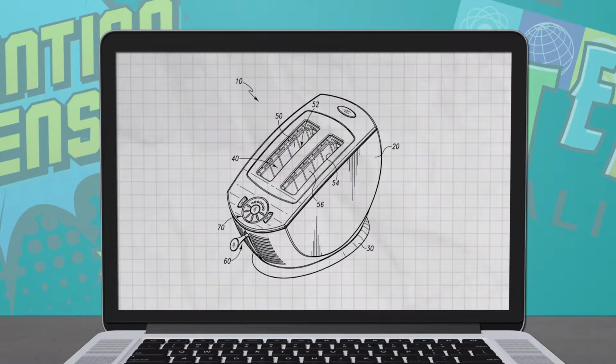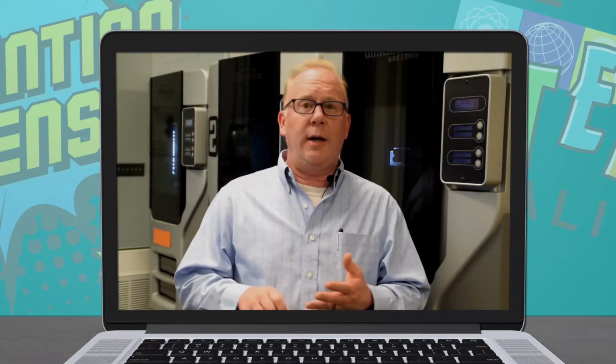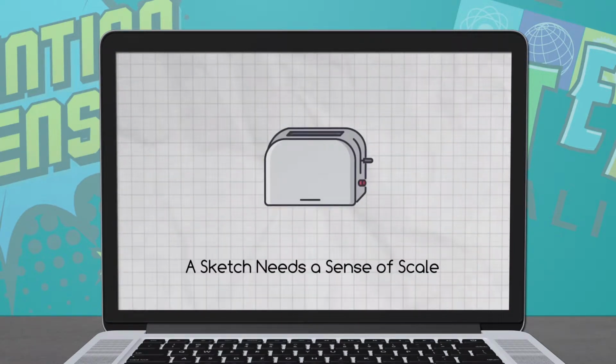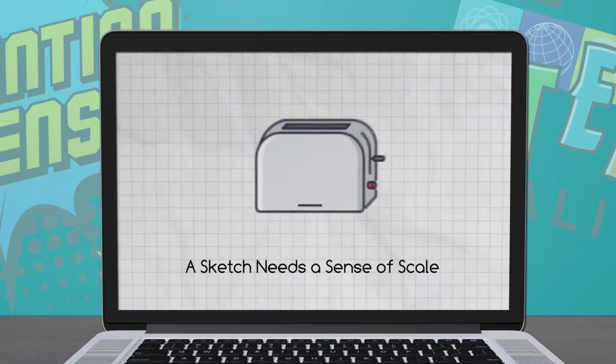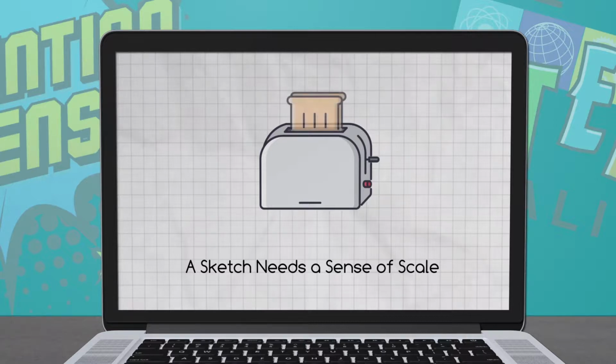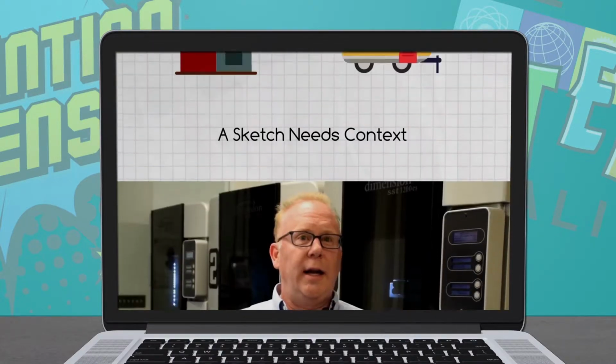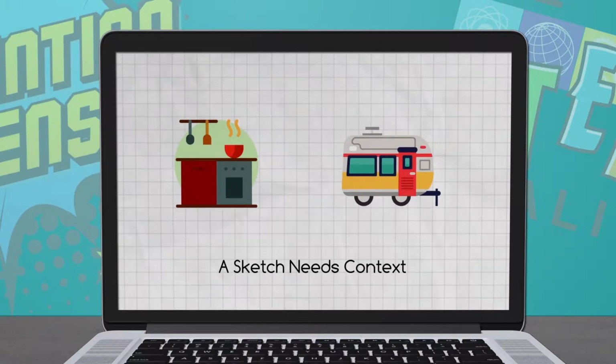Pieces of a good quality sketch include information that the designer can use to communicate their ideas to others, whether that be a manager or a client or a manufacturer. Those things include a sense of scale. In other words, am I designing a toaster that's this big or a toaster that's that big? Putting a piece of toast or a glass of orange juice into the sketch helps establish a sense of scale. The sketch also needs to have a sense of context. Is this toaster housed in a kitchen or is it housed in a camper? Those may have two different approaches to the design.